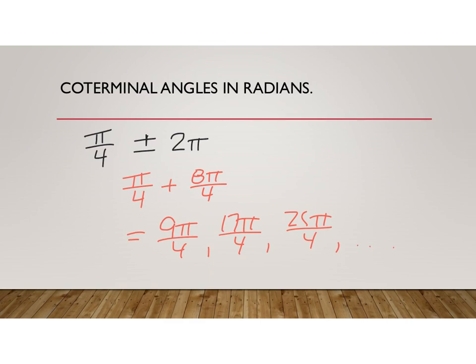So for coterminal angles, if it's in degrees, you want to just keep adding or subtracting 360. If in radians, just keep adding and subtracting 2 pi.